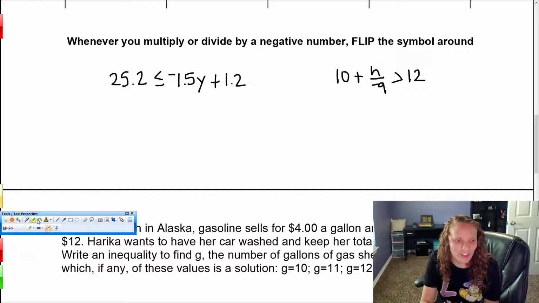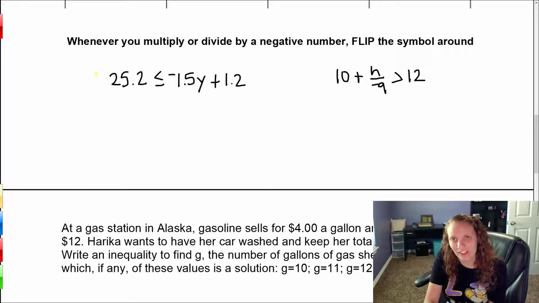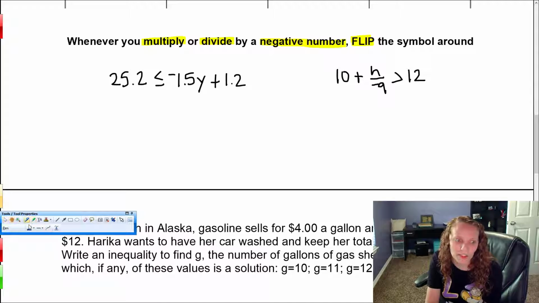When we are solving inequalities and we multiply or divide by a negative number, we're going to have to flip the inequality symbol around. This is very important that we do it because on test questions, they're going to have both options there, whether you flip it or don't flip the inequality symbol, and so we need to know which one's correct.